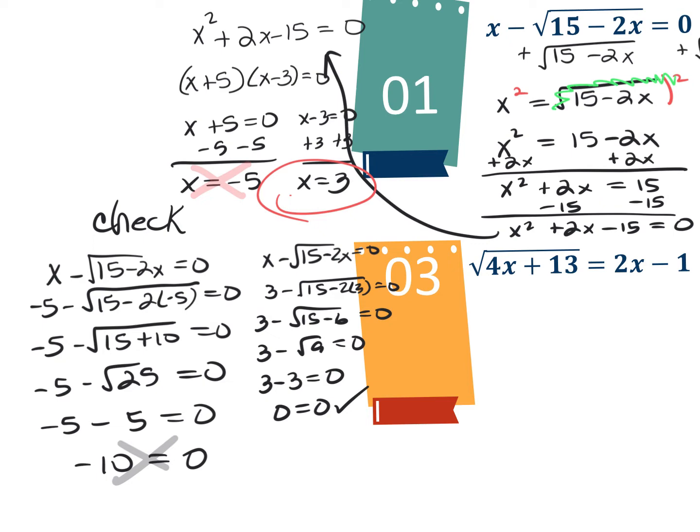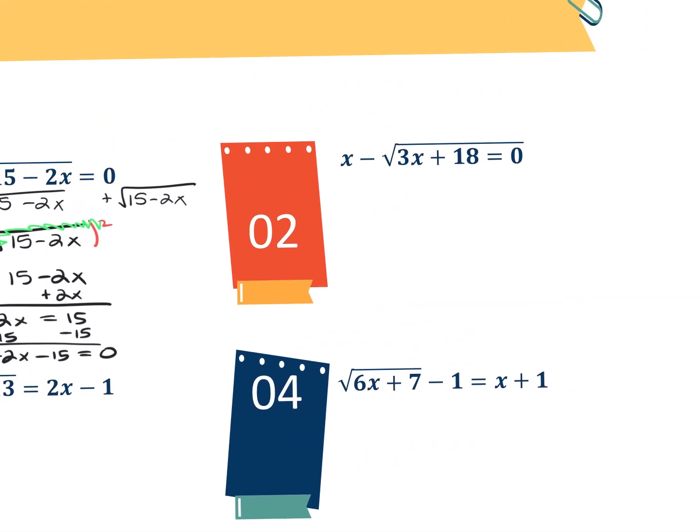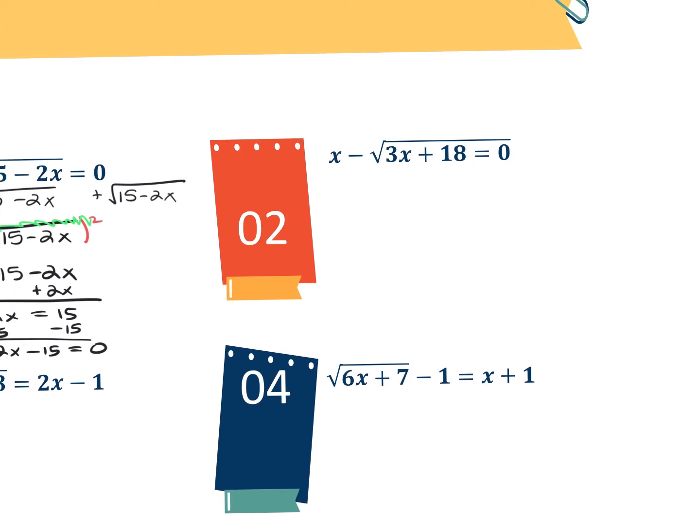Let's try number 2. Same thing. I'm going to isolate the radical first. Doesn't matter which side it's isolated on. So again, I'm going to move this to the other side by adding it. And this radical shouldn't be under the 0. It should have stopped. But the square root of 0 is just 0. So plus this to the side as well. So now I have x is equal to the square root of 3x plus 18.